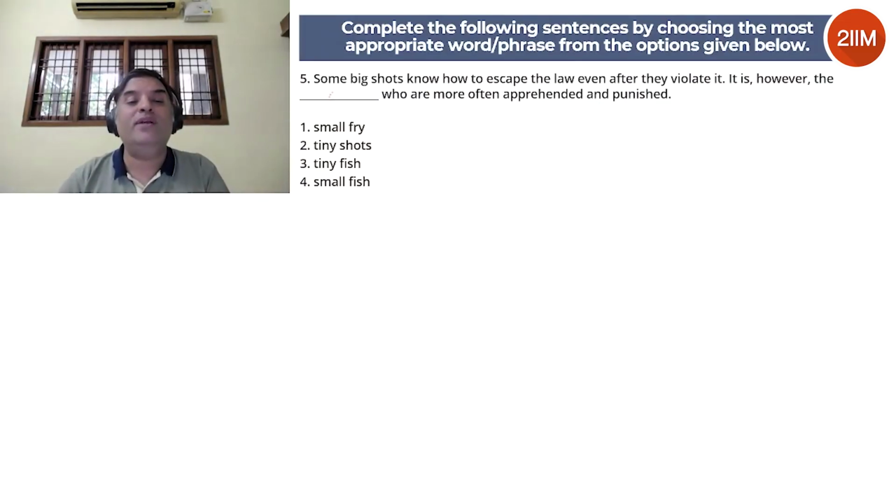All right. Let's look at question 5. Some big shots know how to escape the law even after they violate it.